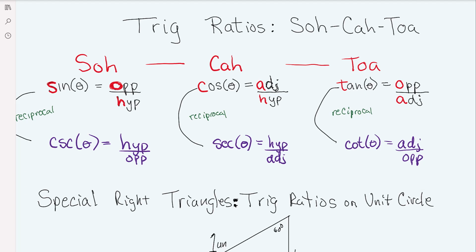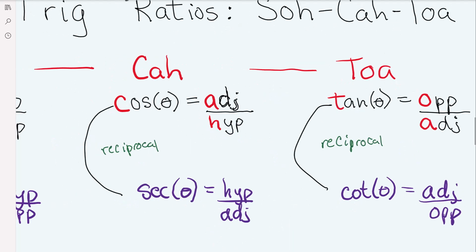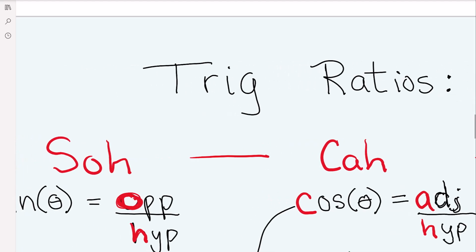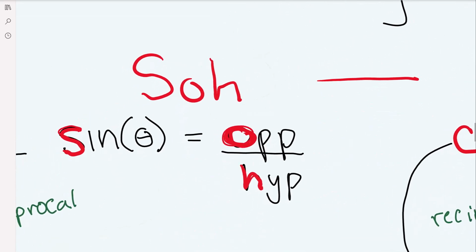Okay, we're going to learn about the 6 trig ratios, and a lot of people recommend thinking about Soh-Cah-Toa. Let me show you what that means. The S stands for the sine of theta, which is equal to O, meaning the opposite side, over H, meaning the hypotenuse side. So that's the SOH.